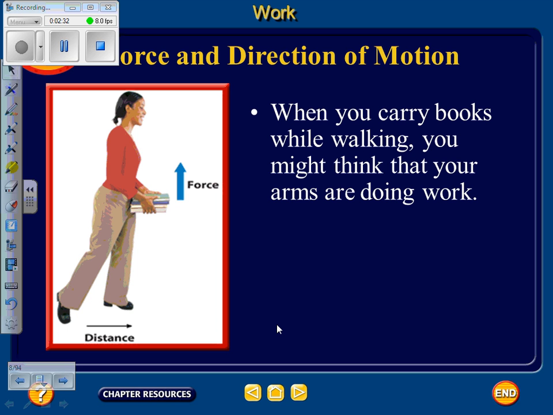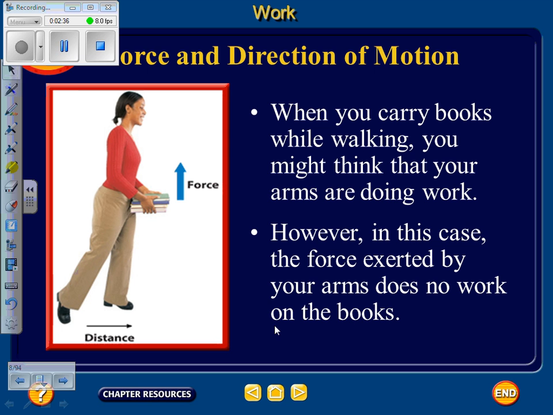When you carry books while walking, you might think your arms are doing work. However, in this case, the force exerted by your arms does no work on the books. And in this example, she has the books at this level, even though she's walking in this direction. The books are still at the same level, so she's not doing any more work on the books.